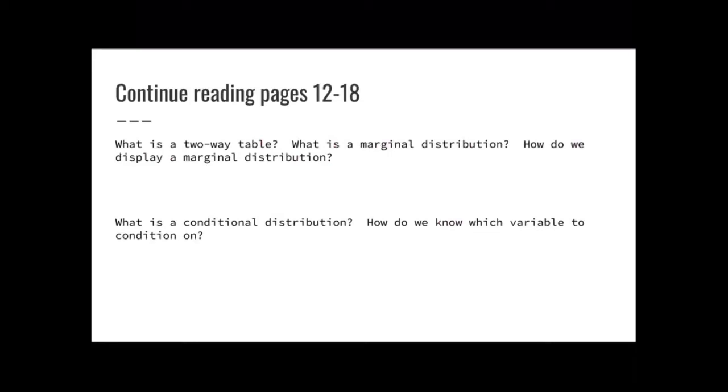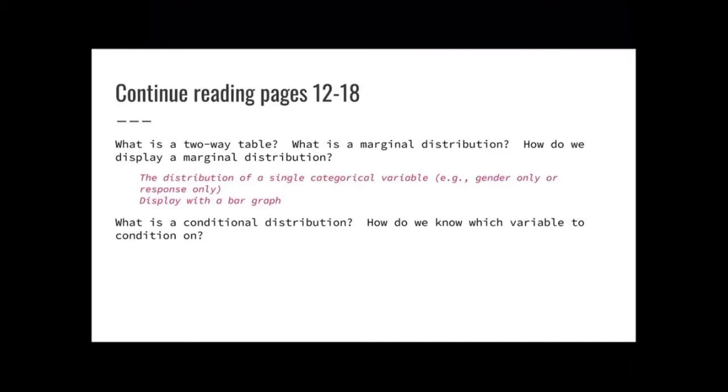So firstly, what is a two-way table? What is a marginal distribution? And how do we display a marginal distribution? So basically, the distribution of a single categorical variable, like gender or response only, we're going to display with a bar graph. That is our type of table.